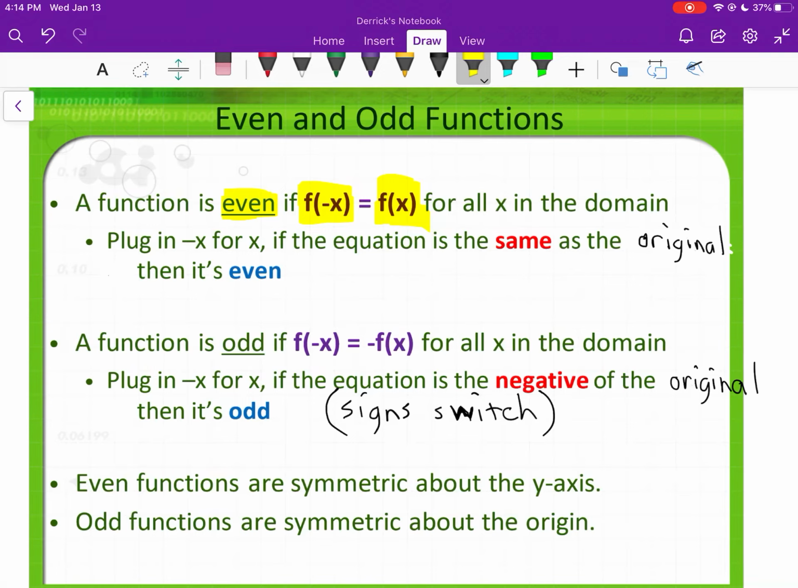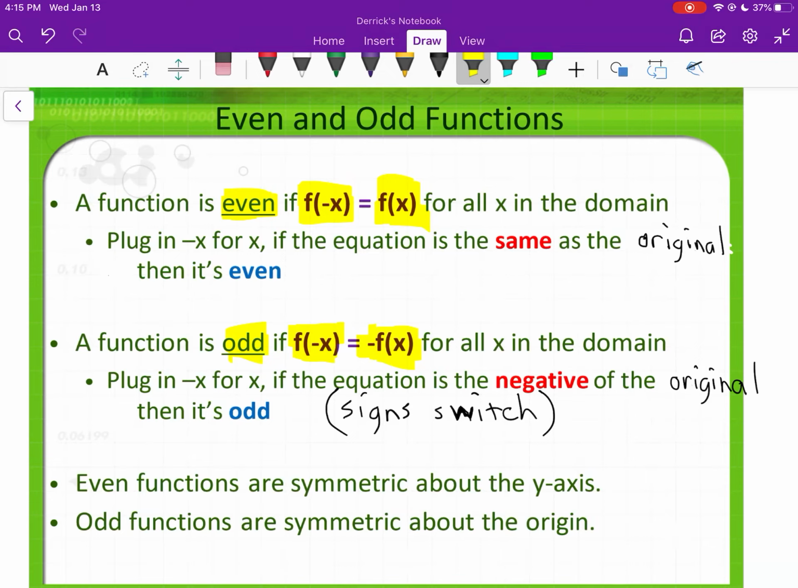If that doesn't happen, then we will want to test and see if a function is odd. If the function is odd, we are still plugging in the negative version of the input, f of negative x. But this time, we don't want it to be the same as the original. Instead, we want it to be the same as negative f of x.